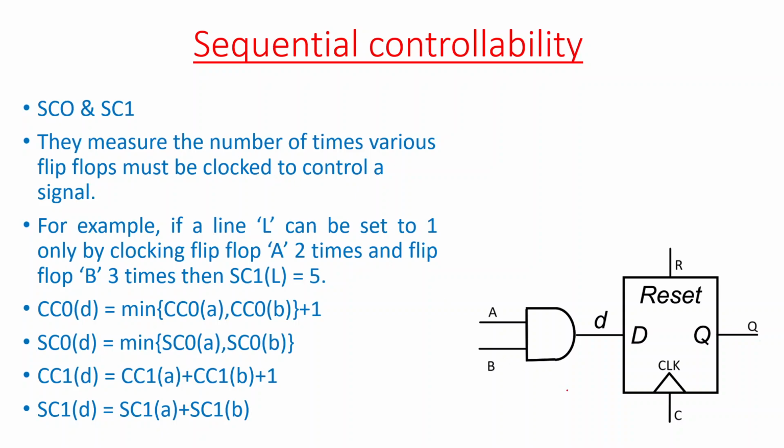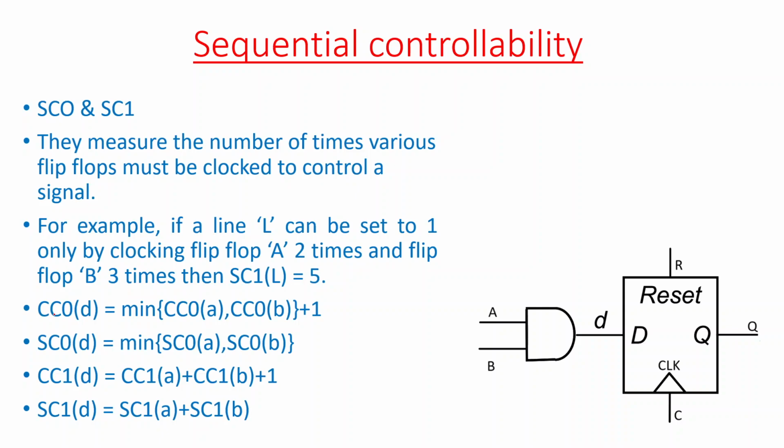So let's say we have a sequential circuit. Here we have an AND gate. A and B are the inputs of the AND gate and D is the output. Then this output of the AND gate is going into a D flip-flop. Here D is the input, Q is the output. We have a reset signal and we have a clock signal.